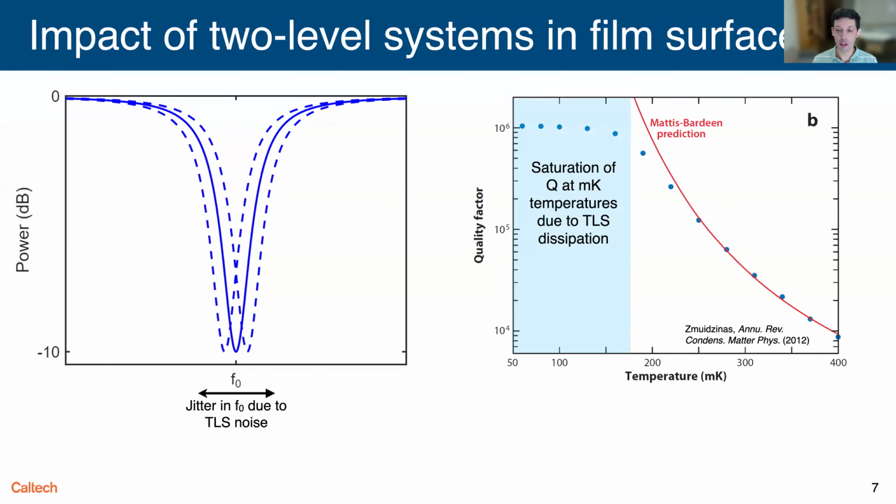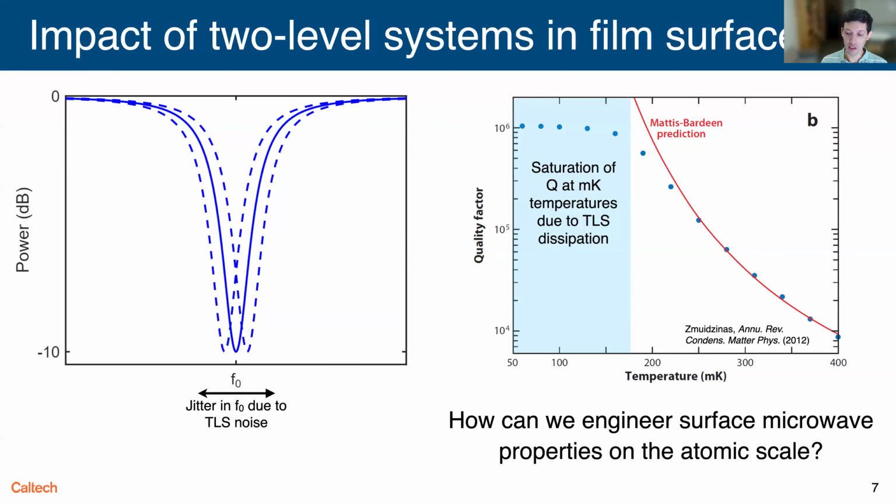Similarly, this is a plot of quality factor versus temperature. The red line is what you would expect from BCS or superconductivity theory, where the Q increases essentially to very large numbers below a few hundred millikelvin. But what's actually observed is this plateau of the Q, which again is attributed to these imperfections in the surfaces. So these two observations motivate the need to engineer surface microwave properties, but very, very delicately on the atomic scale, so that we only modify the surface without disrupting the bulk of the film.